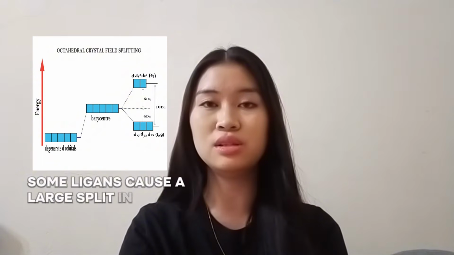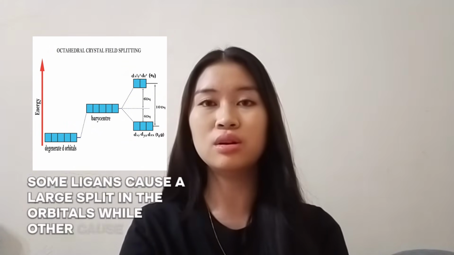Not all ligands are created equal. Some ligands cause a large split in d orbitals, while others cause a small split. This is known as ligand field strength. We rank this in the spectrochemical series. Weak field ligands like iodide ion or chloride ion create a small energy gap, resulting in the absorption of lower energy, longer wavelength light, like red.